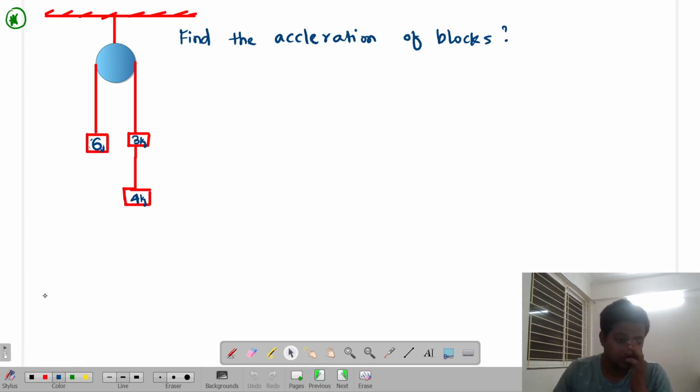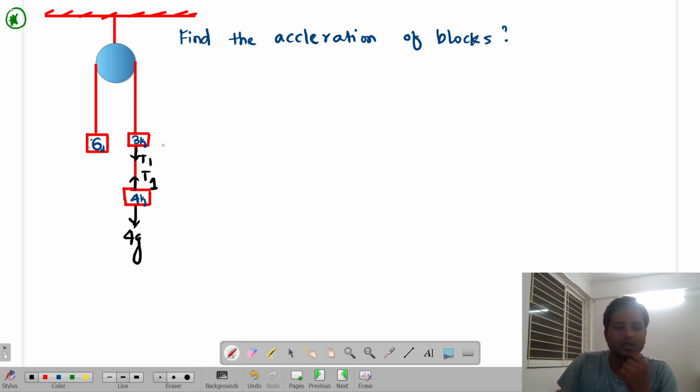Easy. See, that's what I told you. There is no requirement of equations in these kind of problems. Learn the trick. Once again, this is 4g, and for that, first I'll draw the tension. So here are two threads. Consider it to be T1, once again equal and opposite T1. This will be 3g downwards, and then tension T2. Similarly, tension T2 and 6g downwards.